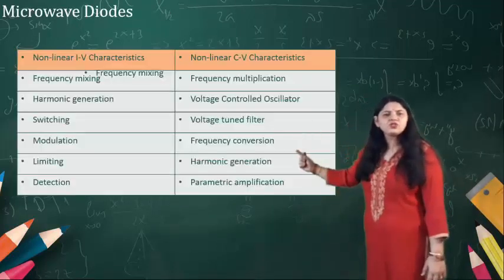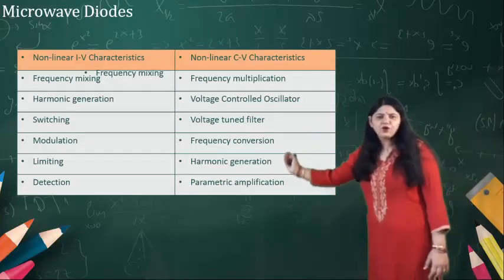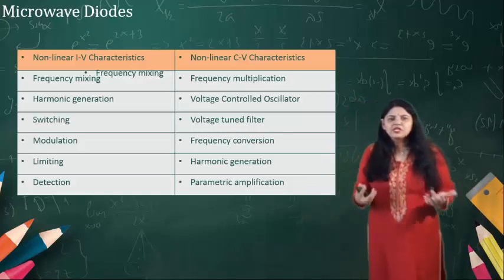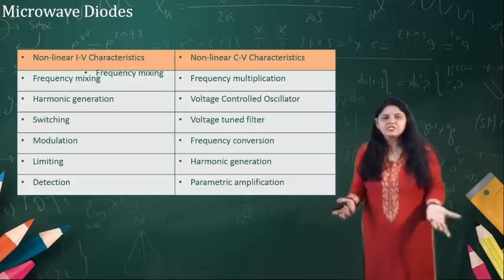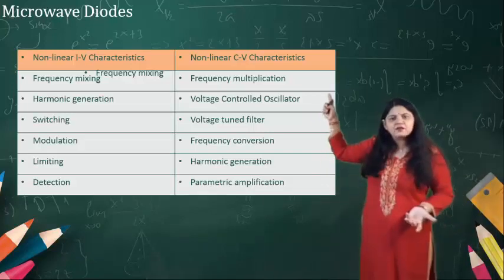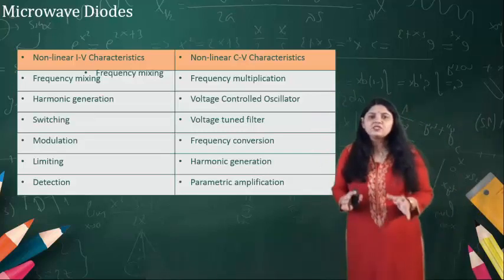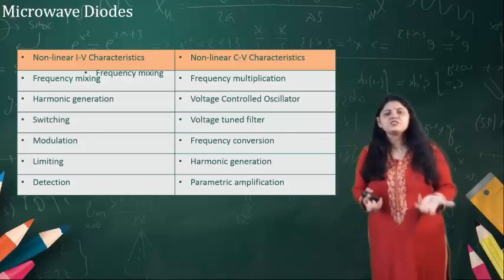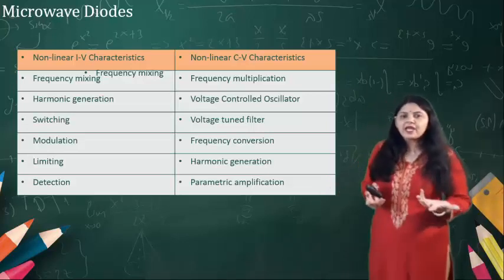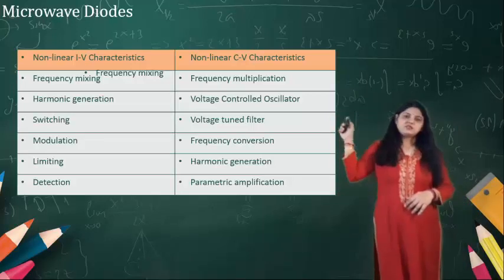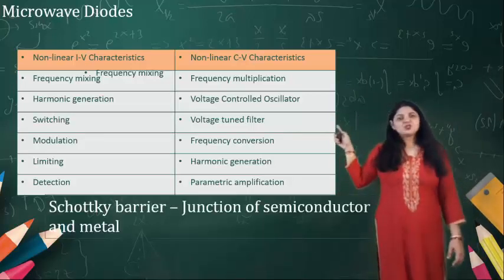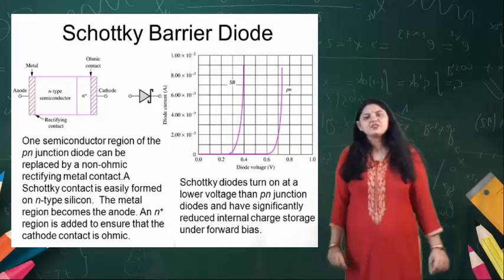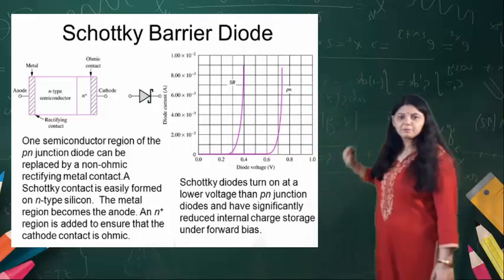Now, according to the nonlinear IV characteristics, we have the following advantages: we can go for frequency mixing applications, harmonic generation, switching, modulation, limiting, detection. And using the nonlinear CV characteristics, we achieve frequency multiplication, voltage controlled oscillator, voltage tuned filter, frequency conversion, harmonic generation, parametric amplification using this property of the diode. The Schottky barrier is a junction of the semiconductor and the metal. Now we are going to discuss the first diode, which is the Schottky barrier diode.